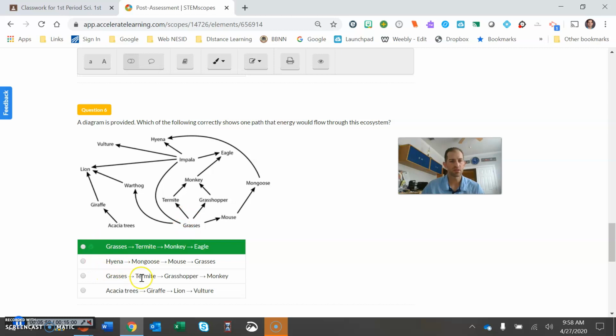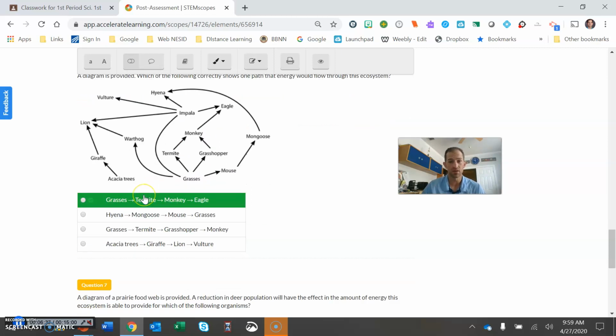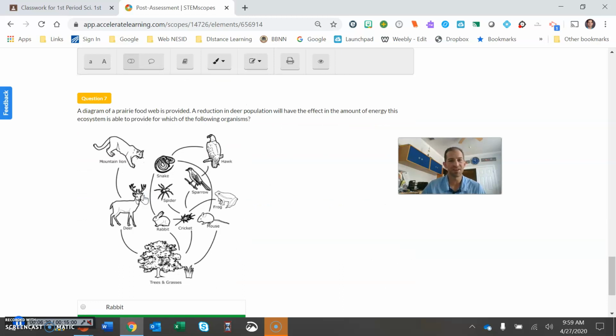Let's look at the wrong ones. Grass, termite, grasshopper, monkey. Grass, termite, that works. Grasshopper, there is no connection or flow between termites and grasshoppers. They both eat grass. They don't pass any energy between each other. So that one's out. Acacia, cheese, giraffe, lion. We're looking pretty good. Vulture, there's no apparent link between lions and vultures. Okay, so grass, termite, monkey, eagle. I didn't know eagles ate monkeys, but I guess if the eagle's big enough and the monkey's small enough, today you learned that eagles eat monkeys. I didn't know that.